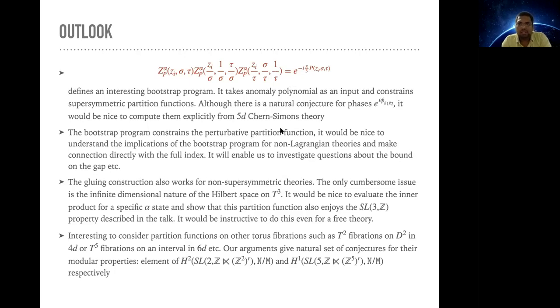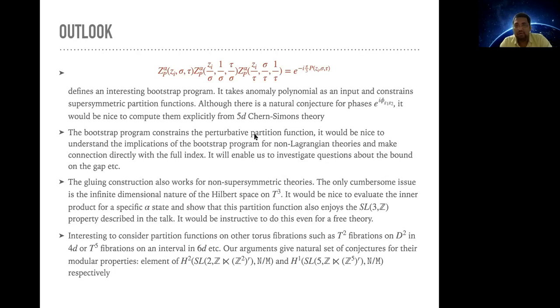And another thing is that, here I talked about the constraints being imposed by the perturbative part, but it would be nice to get constraints directly on the vortex part, for which I appealed to something else, the two-dimensional modular invariance. But it would be nice to get a constraint directly on the S3 times S1 index, not just on the normalized index, which would enable us to investigate more.